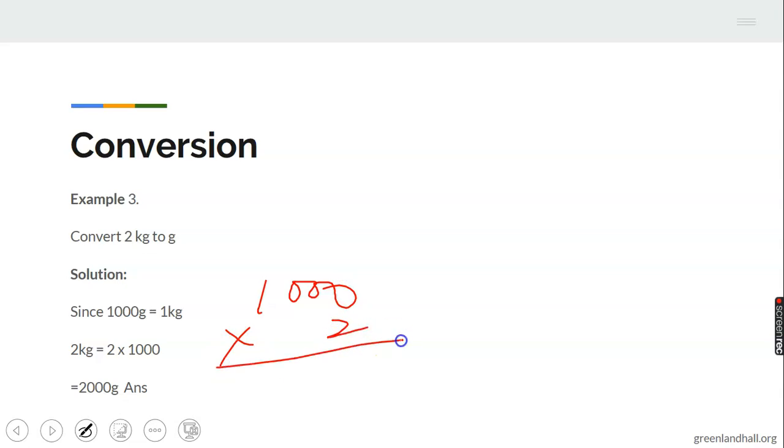1000 multiplied by 2. 2 times 0 is 0, 2 times 0 is 0, 2 times 0 is 0, and 2 times 1 is 2. 1, 2, 3. You put your comma there. So that's 2000 grams. Is that taken?